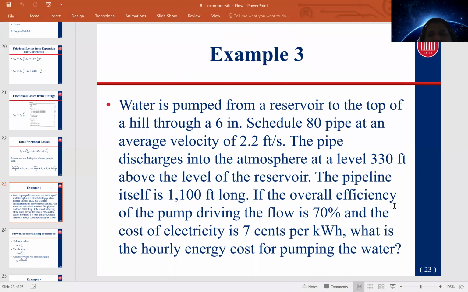So let's work an example together to further exemplify this. For this example, we have water being pumped from a reservoir to the top of a hill through a 6-inch Schedule 80 pipe at an average velocity of 2.2 feet per second. If the pipe discharges at a level of 330 feet above the level of the reservoir, assuming the pipeline itself is 1,100 feet long, and the overall efficiency of the pump driving the flow is 70% and the cost of electricity is 7 cents per kilowatt hour, what is the hourly energy cost for pumping the water? So this one has quite a lot of moving parts.